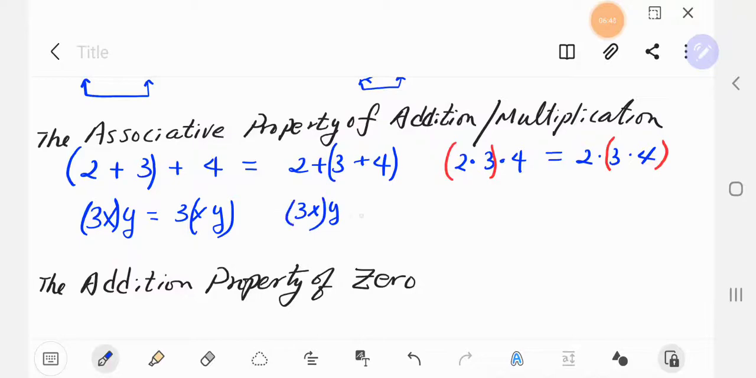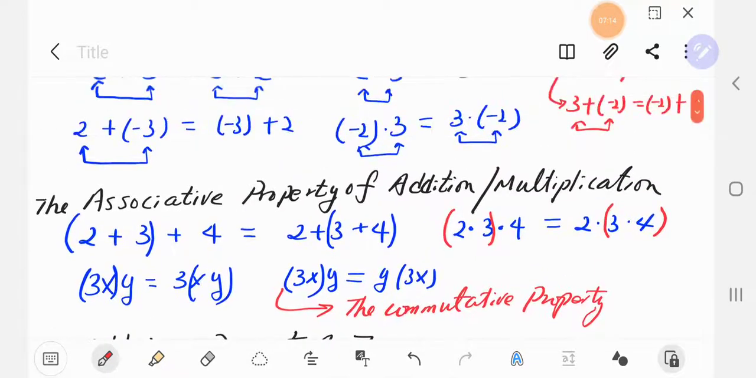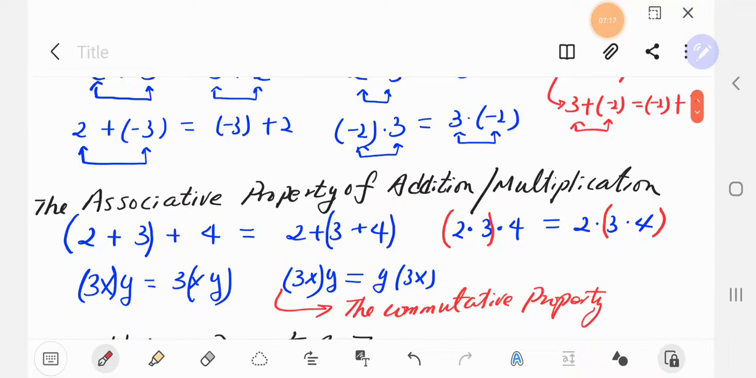How about this? 3xy, we have 3x, and then y, 3x. Is it the associative property of multiplication, or is this the commutative property of multiplication? Okay, now this one is the commutative property of multiplication. So I think I better write this one in here.